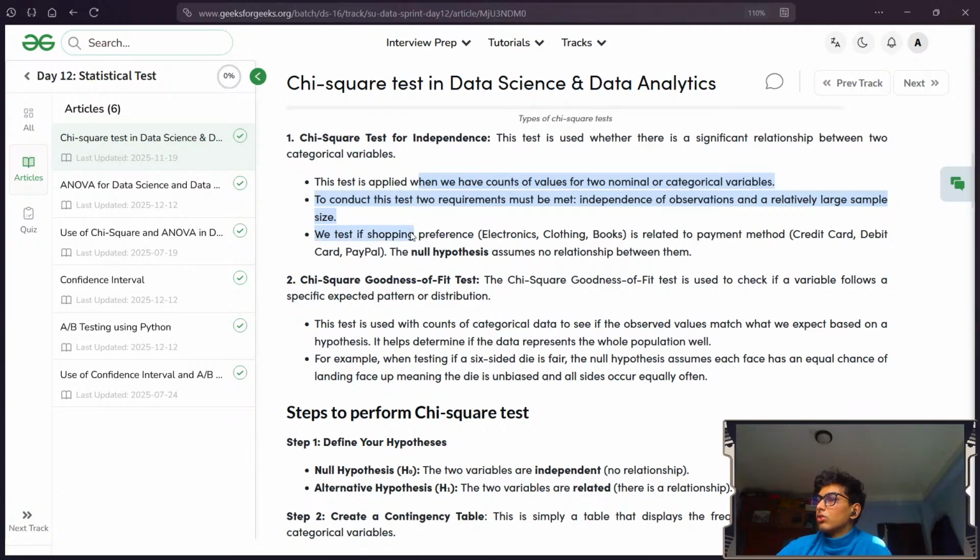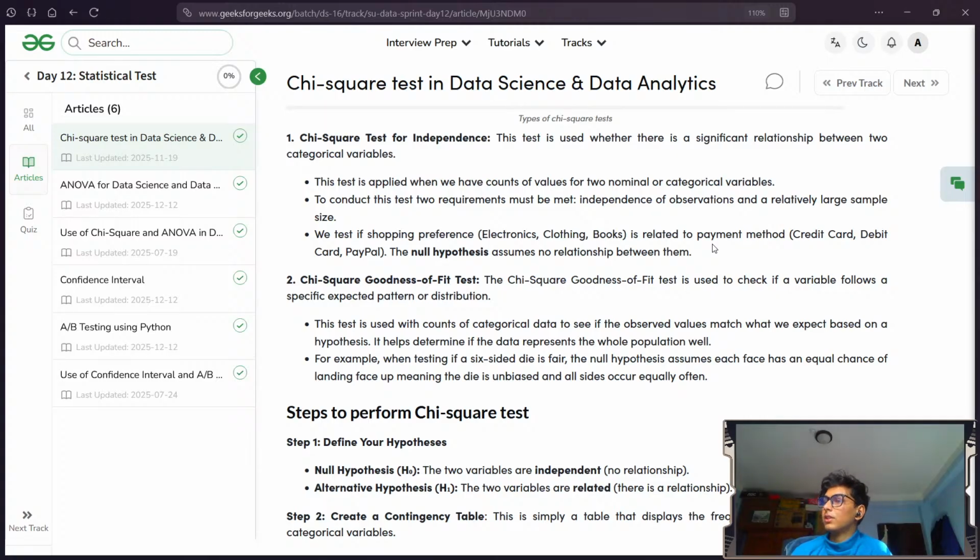We test if shopping preferences, electronics, clothing, books, are related to payment methods, credit card, debit card, PayPal, and the null hypothesis assumes no relationship between them. Null hypothesis assumes no relationship. Alternative hypothesis assumes some relationship. Chi-square test for independence checks if there is a relationship between two categorical variables.